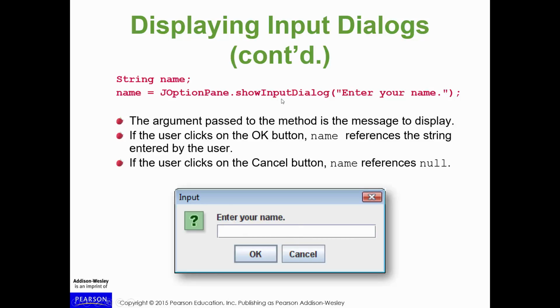So if I type Jeff in here, it'll grab all that stuff and assign it to name. The system is stupid though. If I put 25 in there, it thinks my name is 25. Okay.